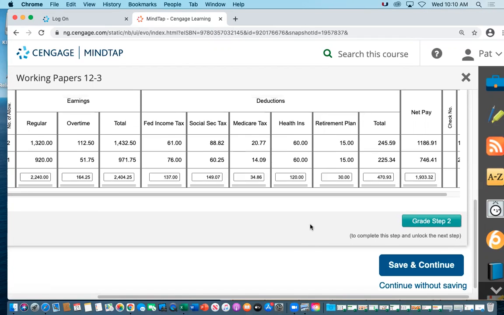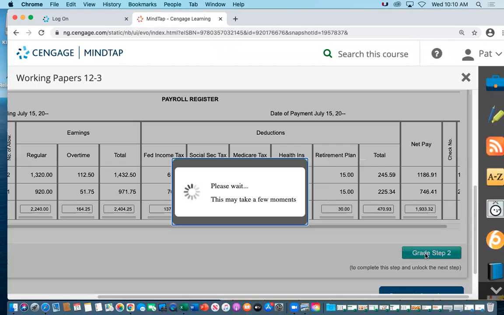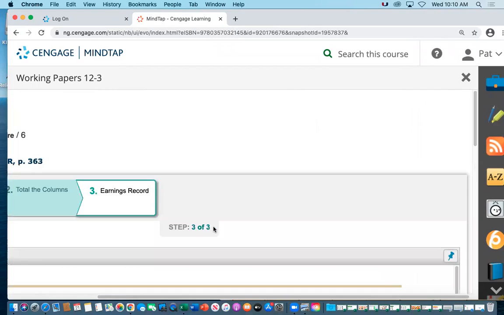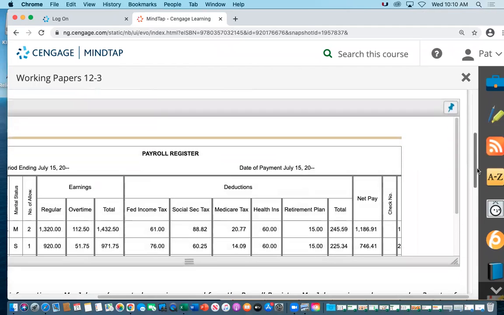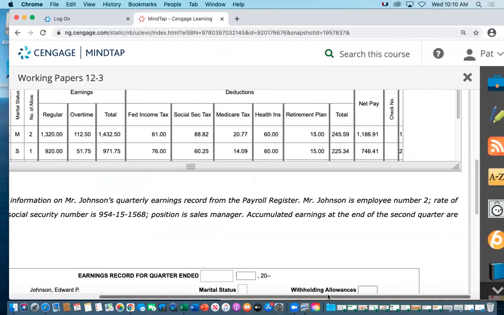Okay? These check numbers are just for when we pay them. That is the payroll register. Grade step 2. Now what they want us to do is go to the earnings register. Here are their directions.